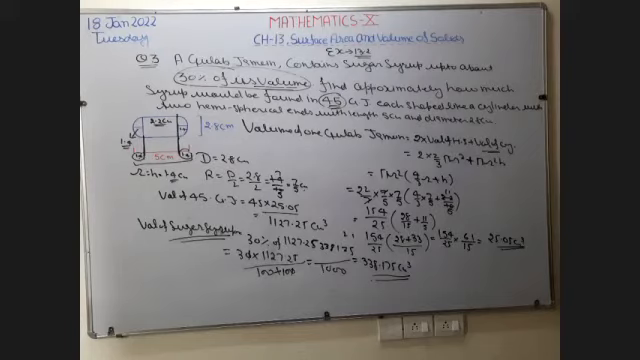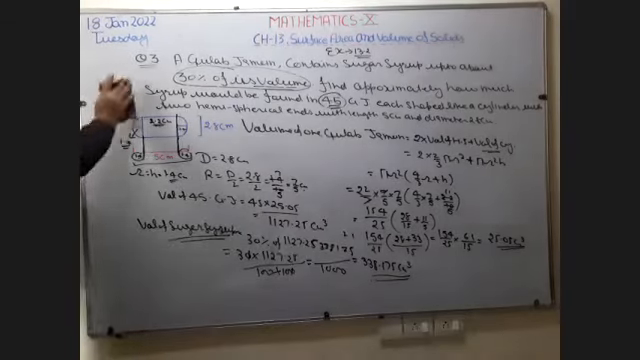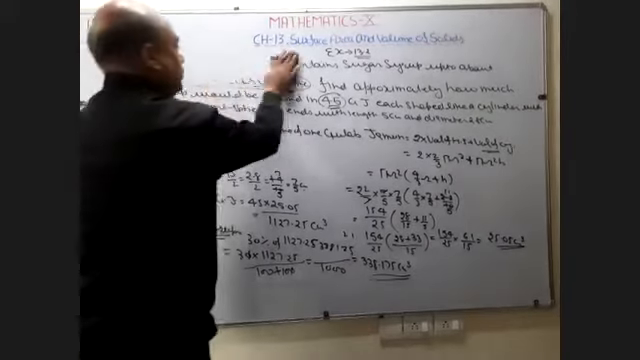Okay, beta. Now check the next question. Read the statement from your book, question number 4. What is given?